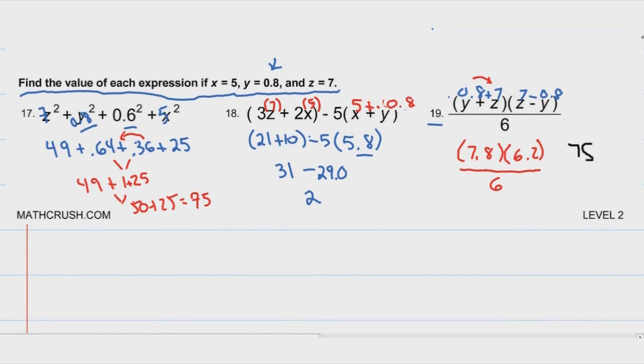78 times 62. 2 times 8 is 16. Carry the 1. 2 times 7 is 14, plus 1 is 15. We need to add a 0 or a placeholder right here because we're starting off at the 6 right here, which is in the tens place now. So we do 6 times 8, which is 48. Carry the 4, which becomes 4 up here. 6 times 7 is 42, which becomes 46.